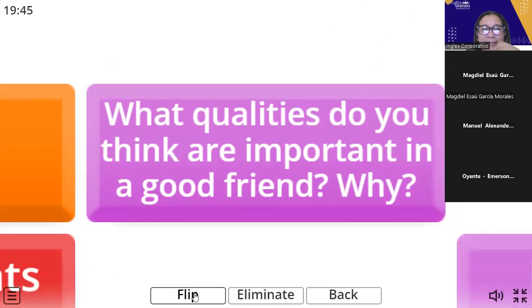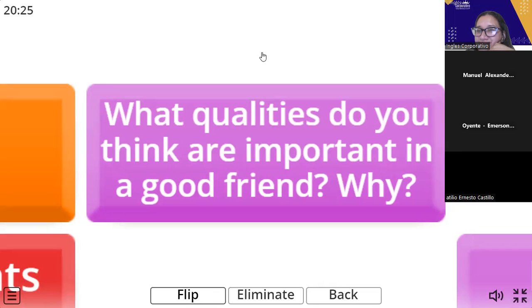What qualities do you think are important in a good friend and why? I think one of the most important qualities that a good friend should have is loyalty. Because, you know, there are a lot of people, co-workers, partners, bosses, but friends, it's very hard to find them. Well, actually, I don't have a close friend. But I think for me, the quality for a good friend should be loyalty. All right. I agree.